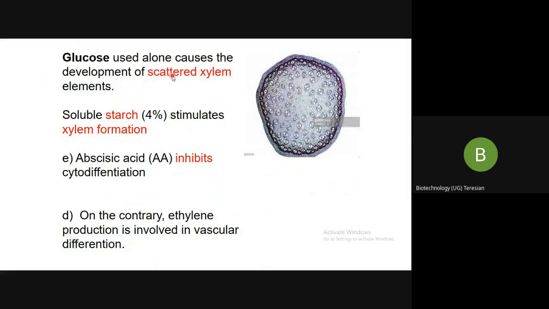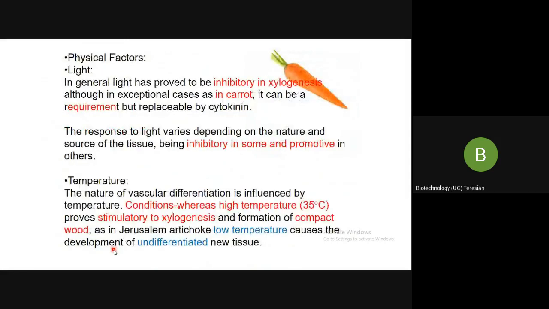Glucose, when used alone, causes the development of scattered xylem elements. That is, your xylem and phloem are scattered, as you can see in the monocot plants. Soluble starch at a concentration of 4% stimulates xylem formation. Another hormone, abscisic acid, inhibits cytodifferentiation. On the contrary, the production of the gaseous hormone ethylene is involved in vascular differentiation. With this, we come to the end of chemical factors.